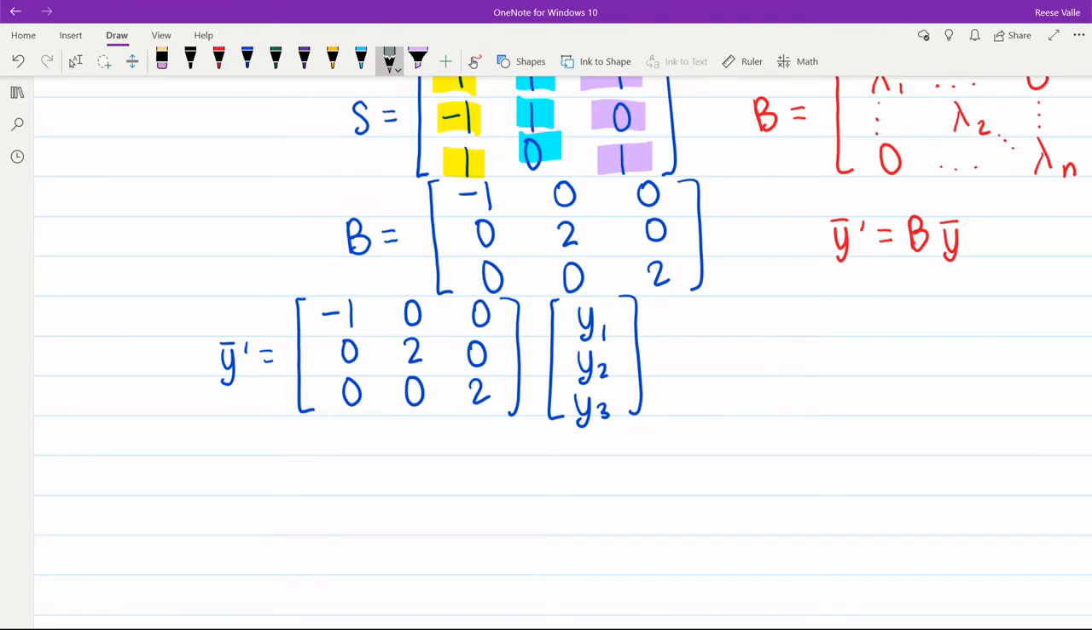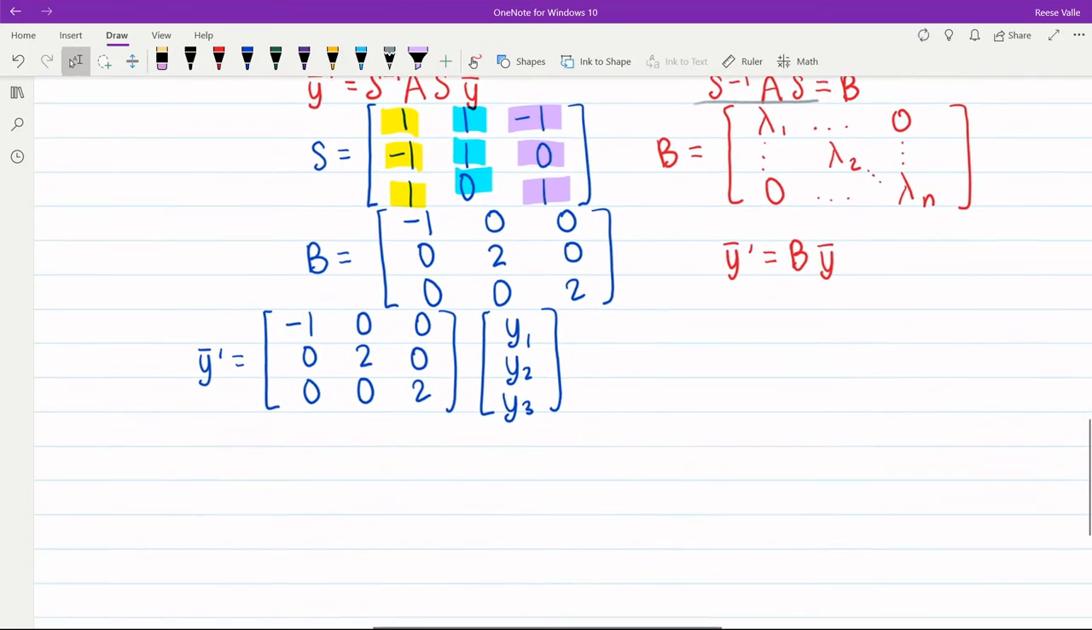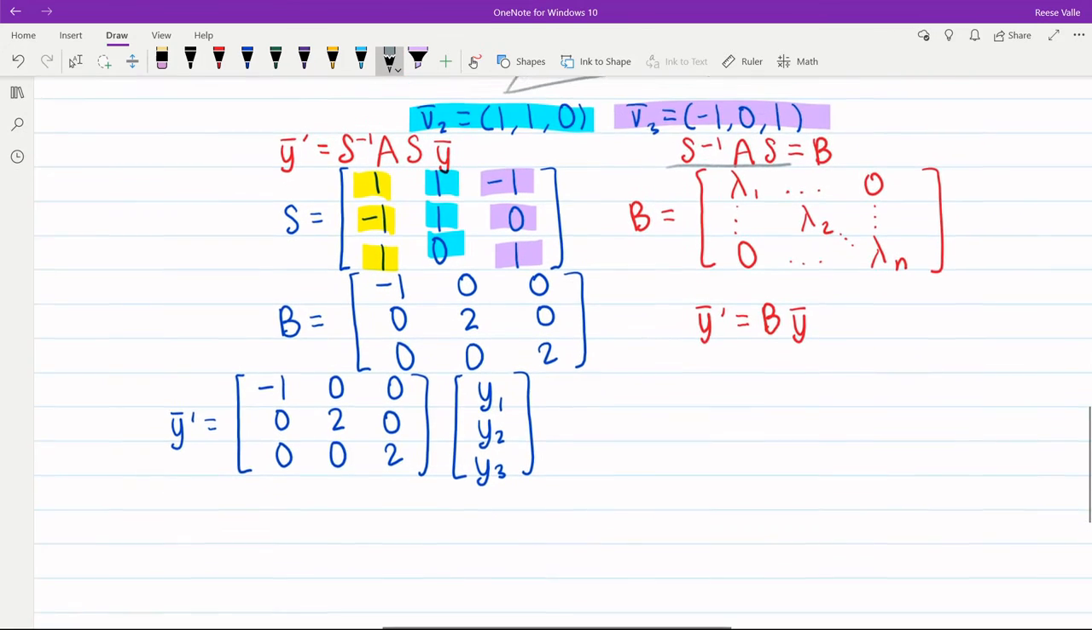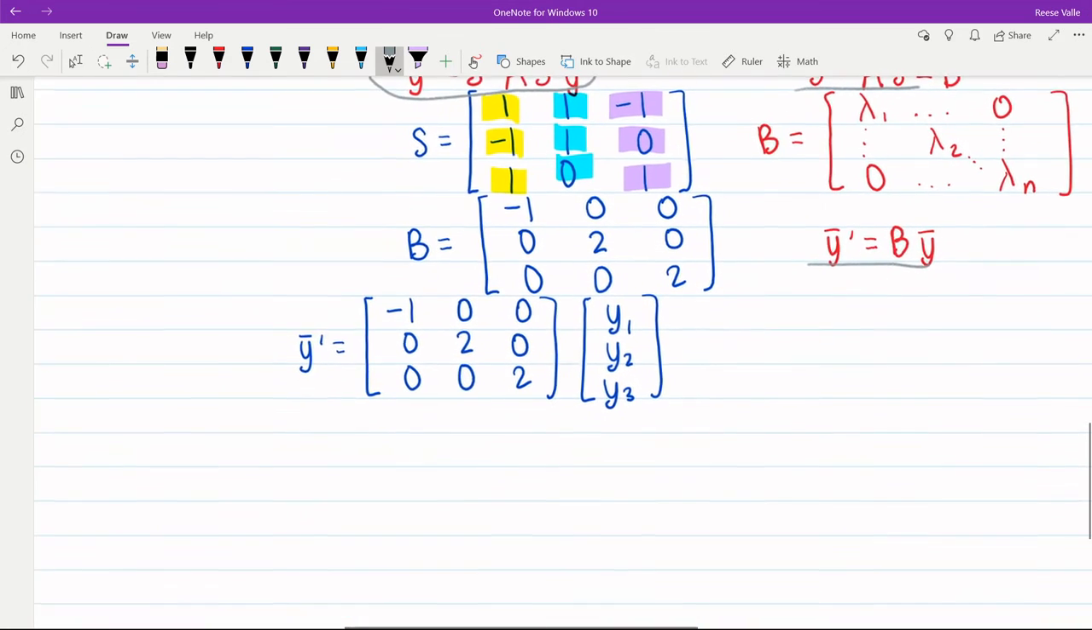To explain this a bit more, since S inverse A S equals B, you could rewrite this right here as this, and we'll solve for that.